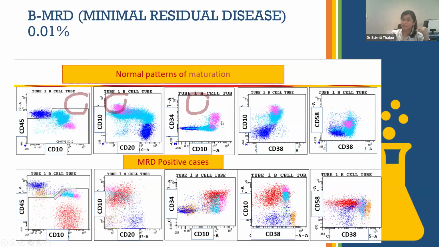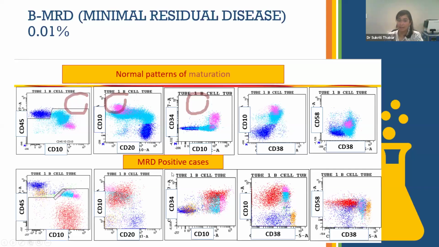Similarly, you can see stage 1 are my immature cells, the first precursor form. So they will show CD34 positivity. As they mature towards stage 2, they will lose CD34 and will be positive only for CD10. And as they mature towards B cells, they will be positive only for CD20 or CD45, and they will lose immaturity markers like CD34 and CD10.